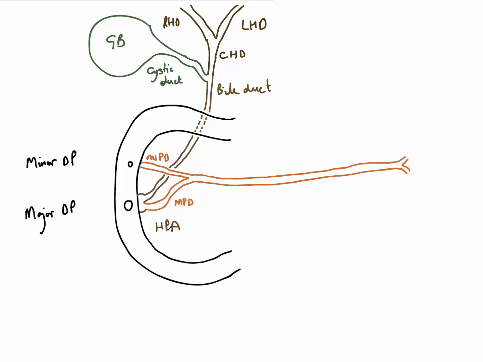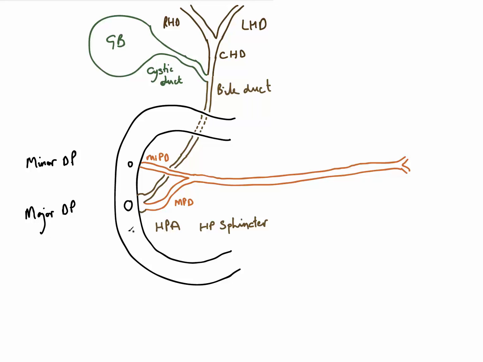Surrounding the hepatopancreatic ampulla is the hepatopancreatic sphincter. And this sphincter is regulated by the autonomic nervous system. So now we can see that with parasympathetic innervation, this sphincter is going to dilate and both bile and pancreatic juice are going to pass through the major duodenal papilla into the duodenum.